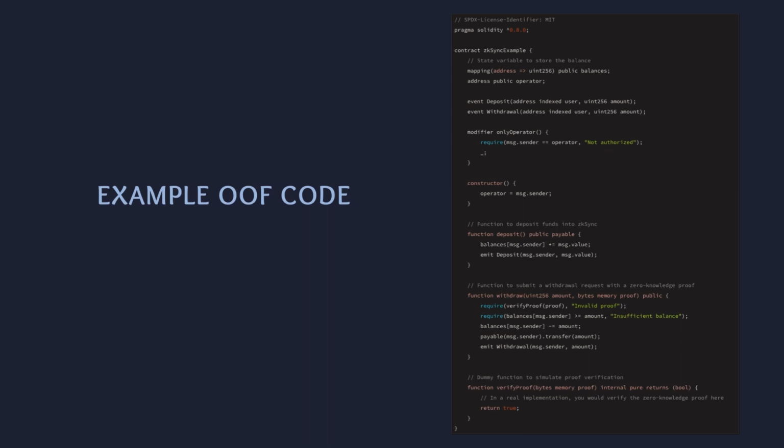Users can deposit funds into the contract, and their balances are tracked. When a user wants to withdraw funds, they must provide a zero-knowledge proof to verify the transaction. The verify proof function, in this case, is a placeholder for the actual proof verification logic. This example demonstrates how zkSync leverages zero-knowledge proofs to secure transactions and maintain a balance between on-chain and off-chain processing.